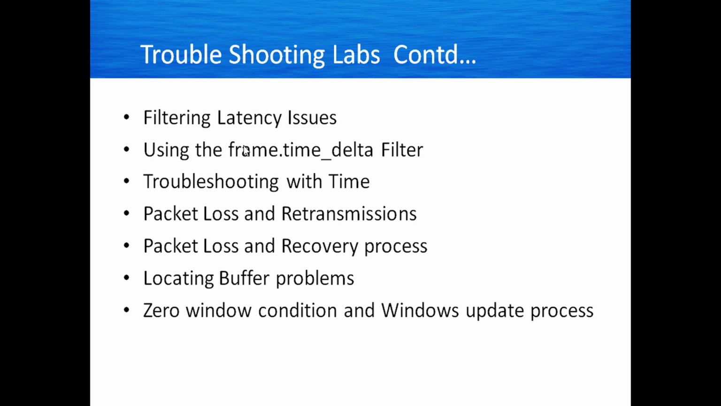The next slide says filtering latency issues and time data filter, troubleshooting with the time. This is also very important, the time factor in Wireshark. Packet loss and retransmission: why retransmission occurs, what is retransmission, what is spurious retransmission, all these various retransmissions we will discuss here. Packet loss and recovery process will be discussed, locating the buffer problem and the zero window condition. This is also very important.